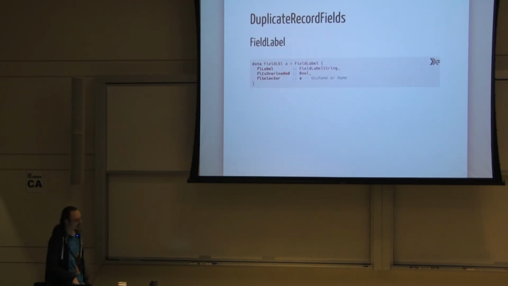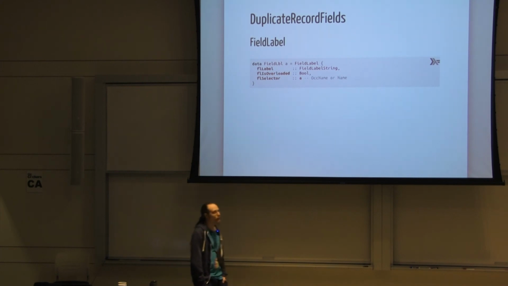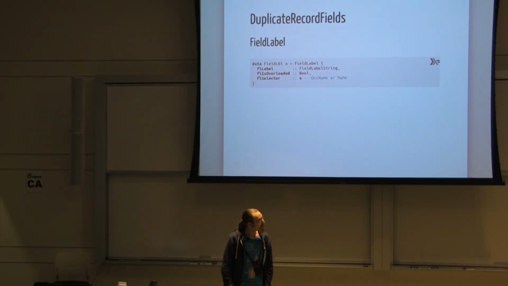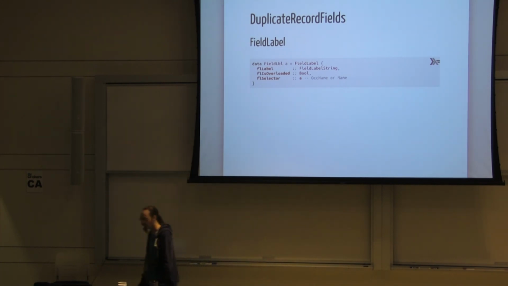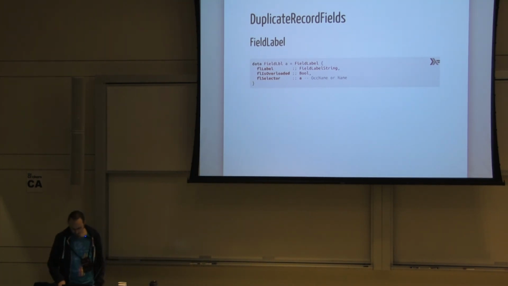So how exactly is this implemented? Field labels have their own little data structure, which holds the field label string, which is exactly what it's expected to, which is the field label name. Then you have a Boolean, which marks if it's being overloaded or not. And the main point here is if you insert this into the lookup table, it actually gets inserted not by the selector, but by the field label name. In this case, FL label.